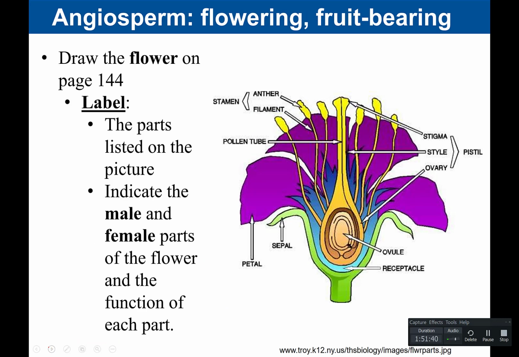Next, we're going to move on to our angiosperms. And angiosperms, remember, are our flowering and fruit-bearing plants. So we've already seen the evolution of vascular tissue. So ferns were the first to get vascular tissue. So gymnosperms and angiosperms also have vascular tissue. When we got to the gymnosperms, we saw the evolution of seeds. When we get to angiosperms, we still have seeds, but now we see the evolution of flowers and fruit. And think about what the advantage of flower and fruit are.